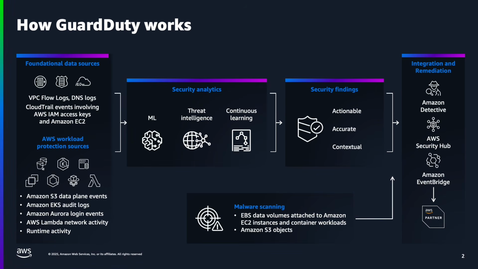First, let me quickly explain what GuardDuty is. Amazon GuardDuty is a threat detection service that continuously monitors your AWS environment using machine learning, anomaly detection, and threat intelligence. It analyzes data from VPC flow logs, DNS logs, CloudTrail events, S3 data plane events, EKS audit logs, Aurora login events, Lambda network activity, and runtime monitoring to identify malicious activities happening in your account.